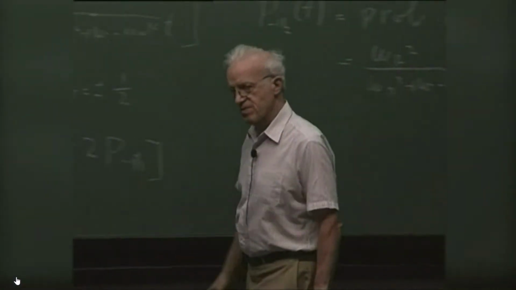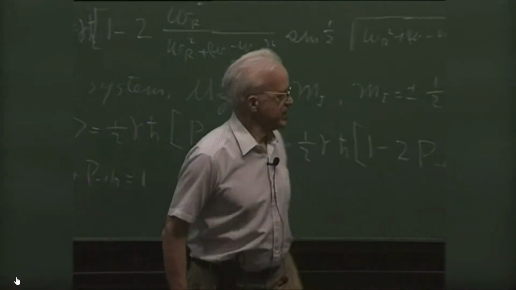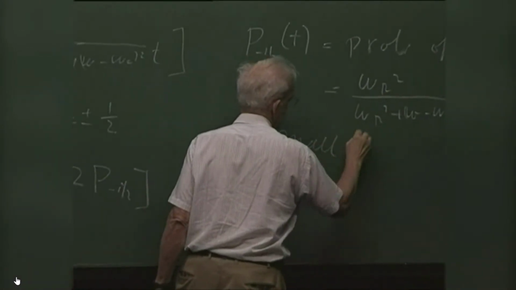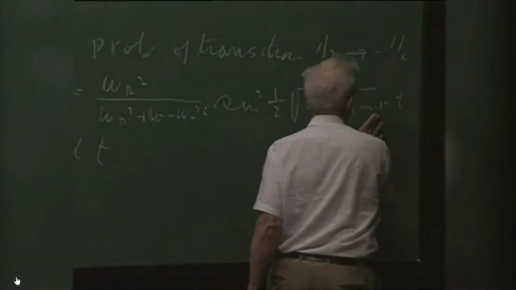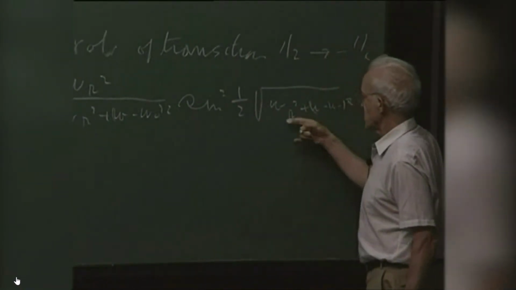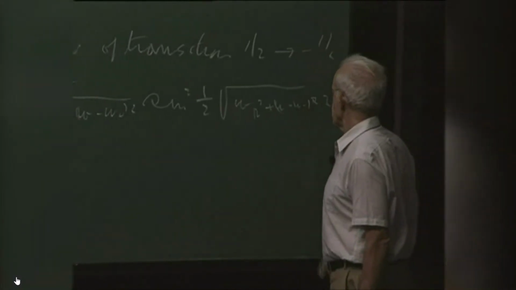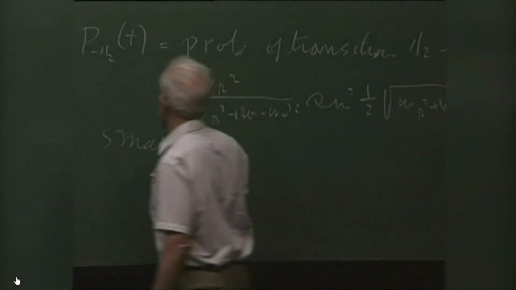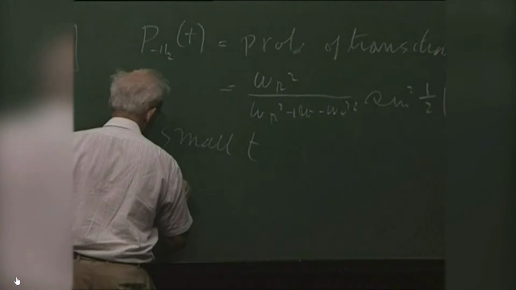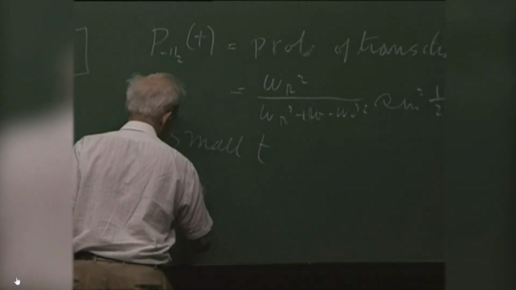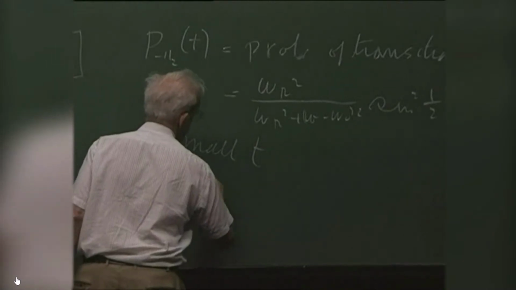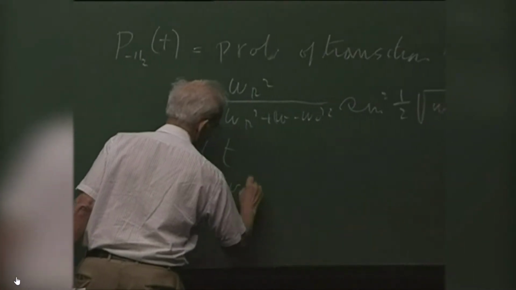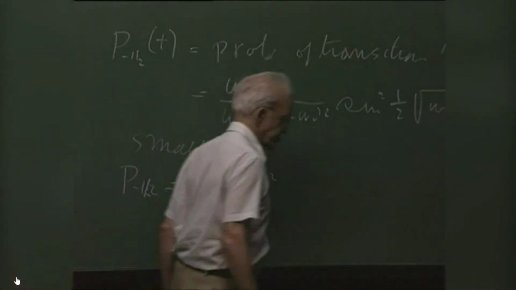Okay. Let's look at what happens when the system starts out. Small t. What does small t mean? Well, it means that the argument of this thing over here is going to be rather small. It means you can replace the sine of the thing with its argument. In that case, the probability of -1/2 is approximately equal to 1/4 omega Rabi squared times t squared.